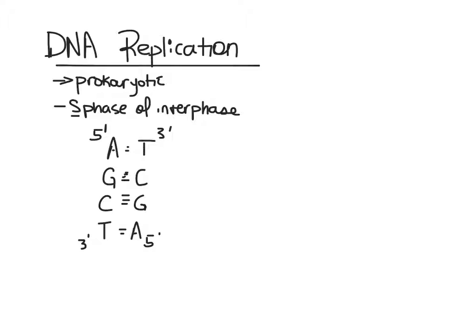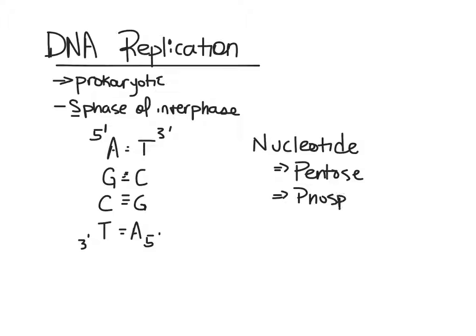And remember, each of the bases is a nucleotide, and a nucleotide is made up of a pentose, or a 5-carbon sugar, a phosphate group, at least one, and a nitrogen-containing base. And remember, that's either a purine or a pyrimidine. So that's what you want to remember.